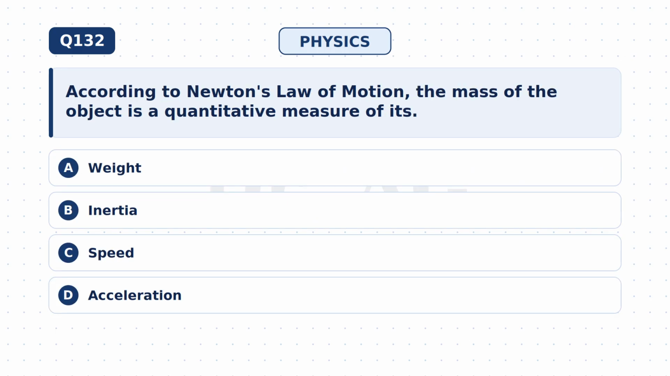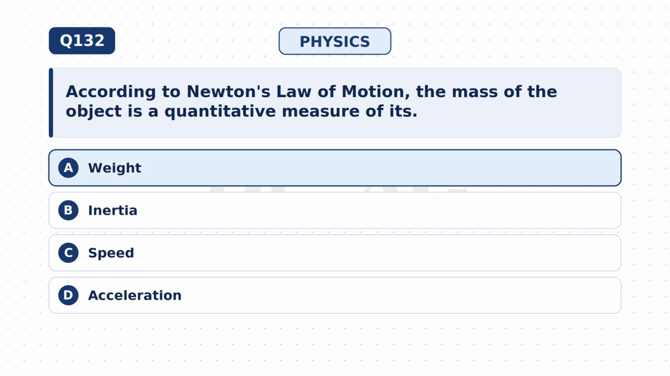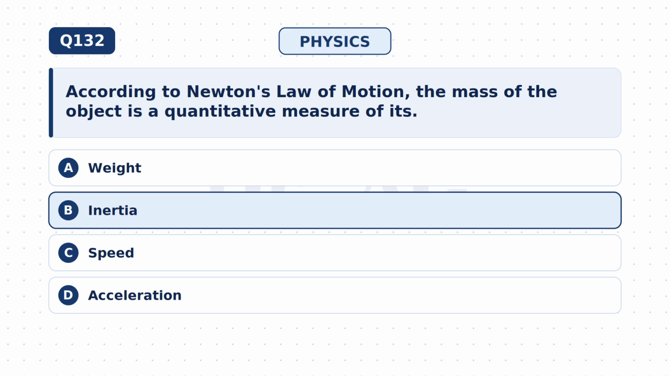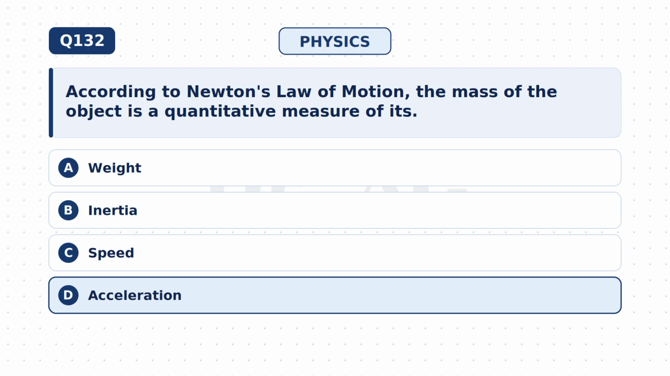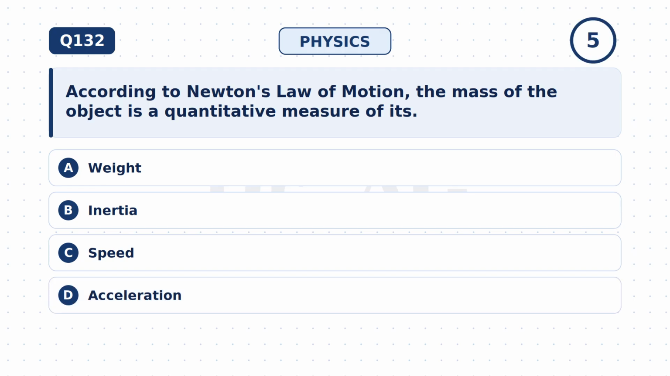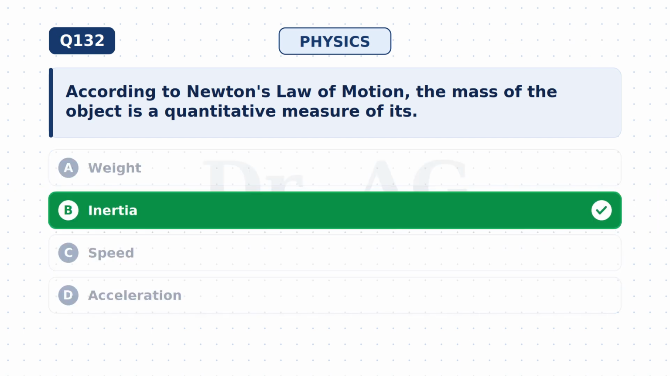The correct answer is D, power. Question 132. According to Newton's law of motion, the mass of the object is a quantitative measure of its. Option A, weight. Option B, inertia. Option C, speed. Option D, acceleration.